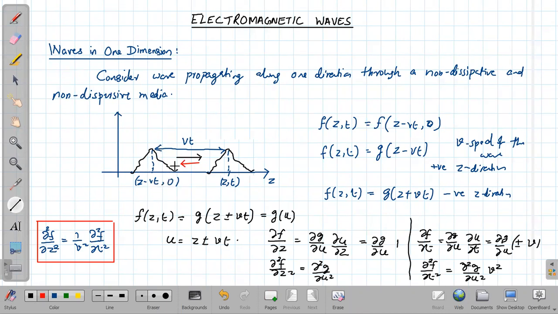Therefore, if you represent f as the wave function, the wave function at the location z, t must be equal to the wave function at the location z minus vt at time 0. So this can be written as some other function of z minus vt. So the first thing is, if you are looking for a wave which is propagating in the positive z direction, it must be a function of z minus vt. On the other hand, if the wave is propagating in the negative z direction, it must be some function of z plus vt. So we can take some examples.